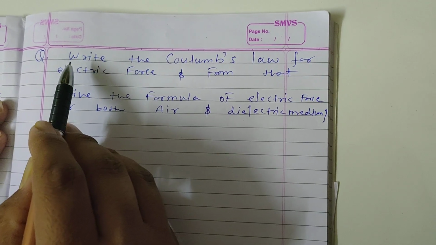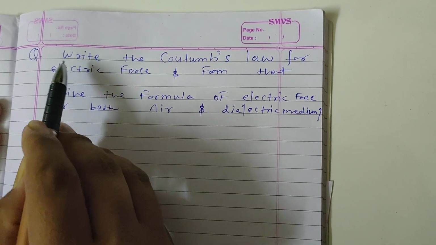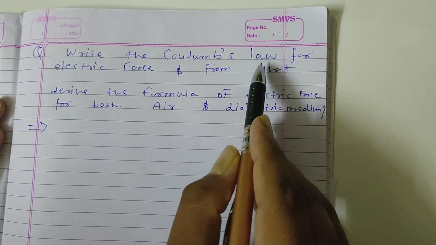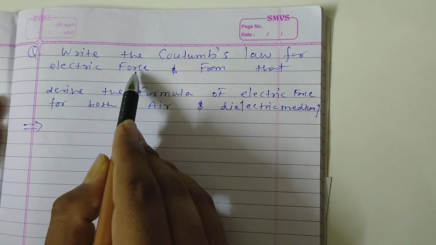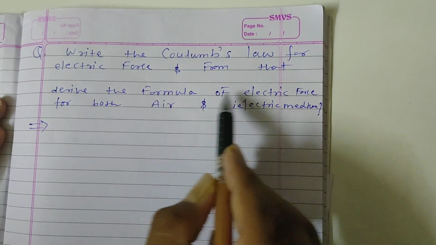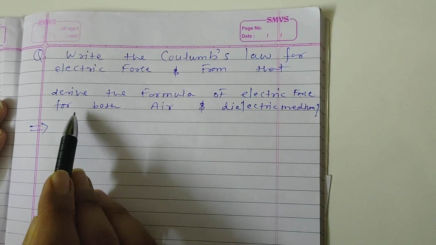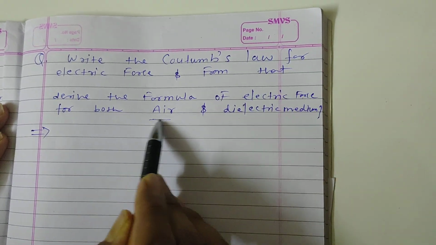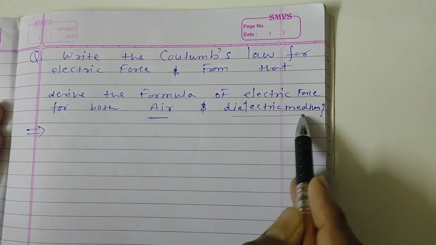Now the next topic in chapter number 1 is: write the Coulomb's law for electric force, and from that derive the formula of electric force for both air and dielectric medium.